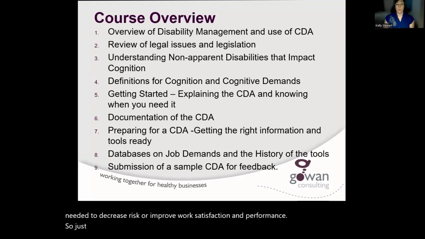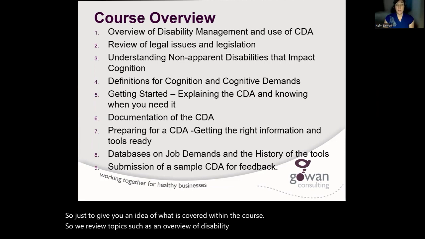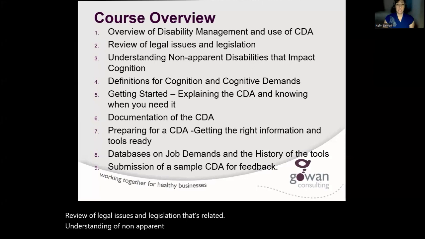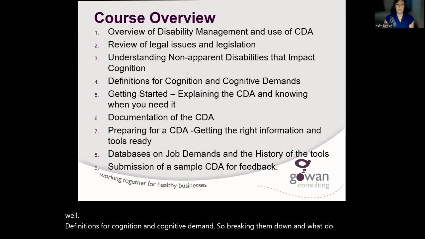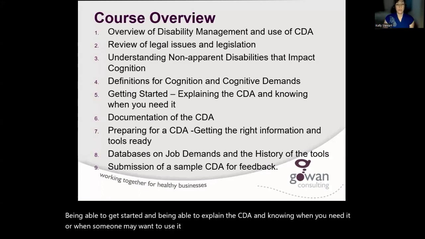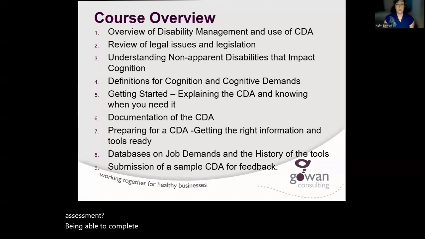Just to give you an idea of what is covered within the course, we review topics such as an overview of disability management and the use of the CDA, review of legal issues and legislation that's related, understanding of non-apparent disabilities that can impact cognition and other disabilities as well, and definitions for cognition and cognitive demands, breaking them down and what those components mean. We also cover being able to get started and explain the CDA, and knowing when you need it or when someone may want to use it. So why would they request you to complete this assessment? And being able to complete documentation for the CDA. How do you go about that?